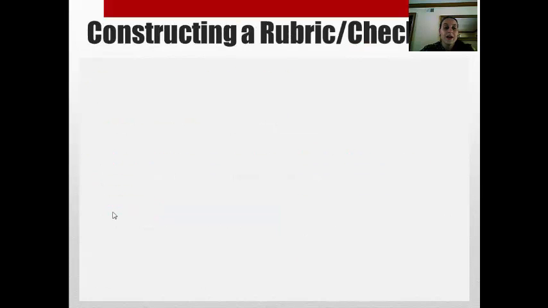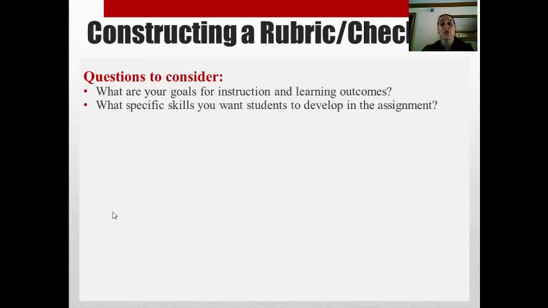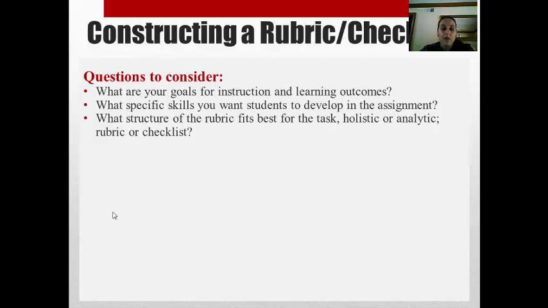Okay, so when constructing a rubric or a checklist, here are some questions for you to consider. What are your goals for instruction and learning outcomes? What are the specific skills you want students to develop in the assignment and which you are assessing? Which structure of rubric fits best for the task, right?